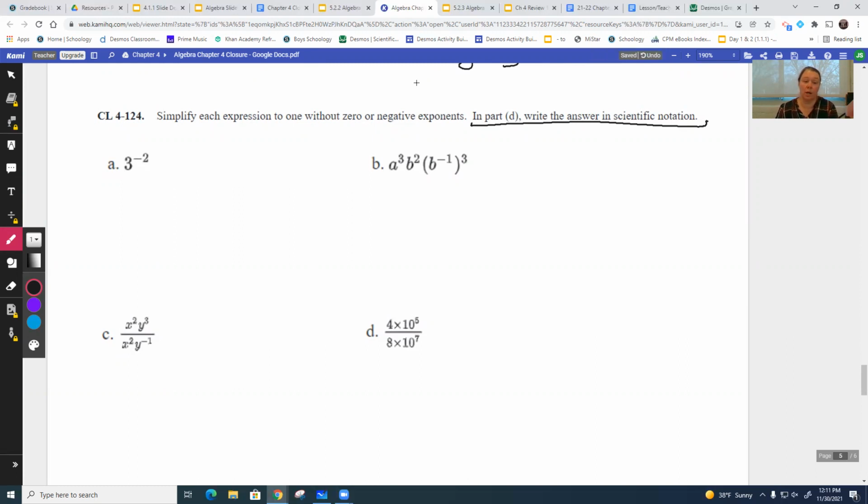Okay, for this one, a negative exponent, remember if you have x to the negative m, that equals 1 over x to the positive m. So this would be 1 over 3 to the positive second, or 1/9.